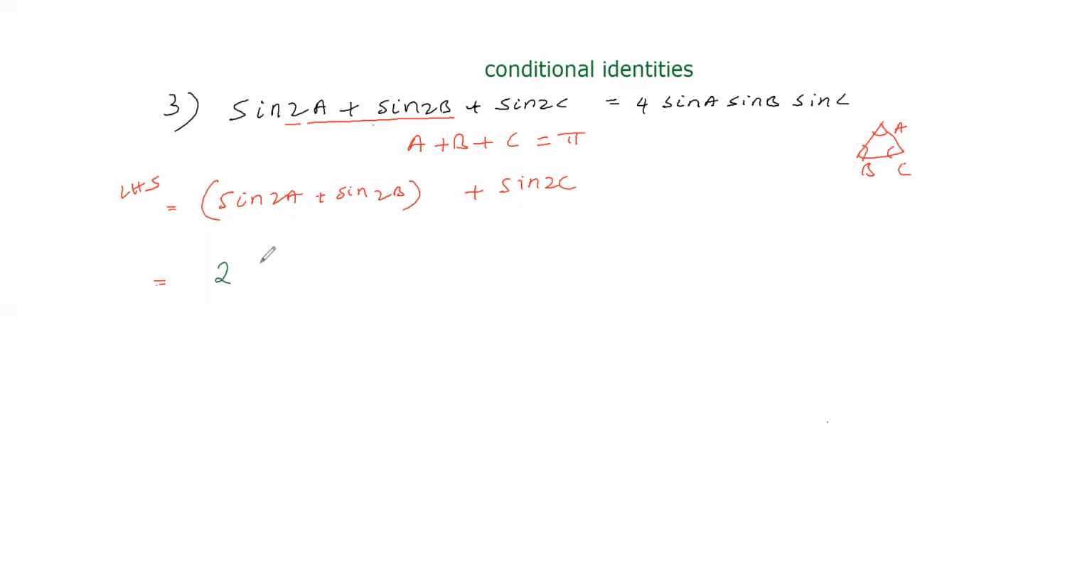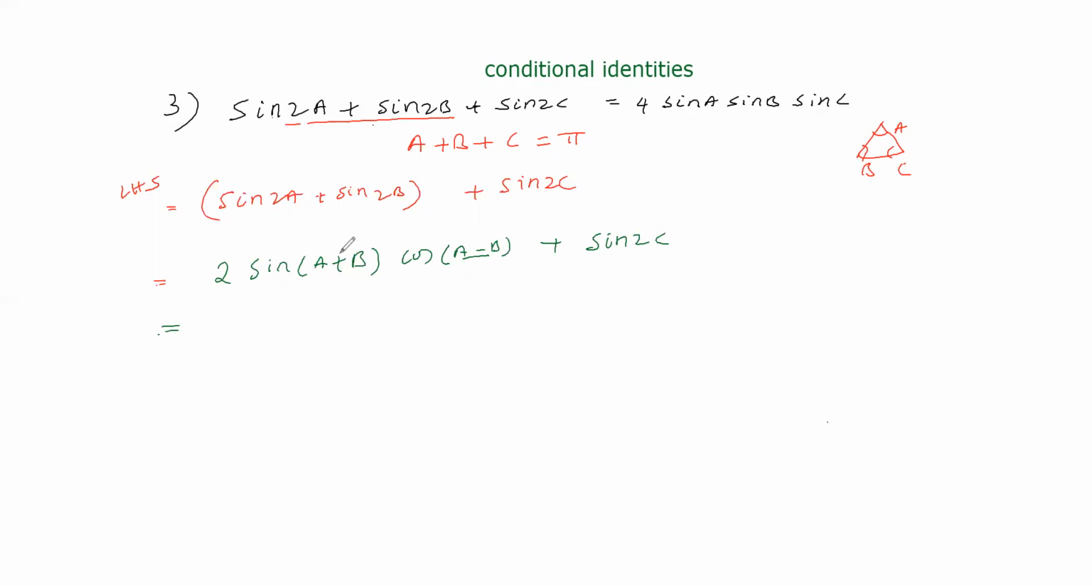So this is 2 sin((2A+2B)/2), so the 2 cancels. Next, cos((2A-2B)/2), so the 2 cancels. Plus this sin 2C is there. This sin 2C we are writing.